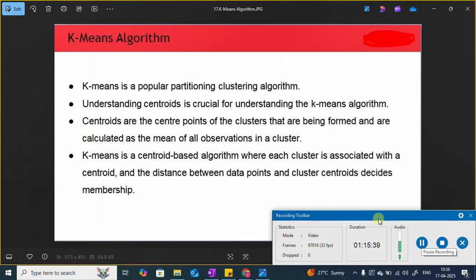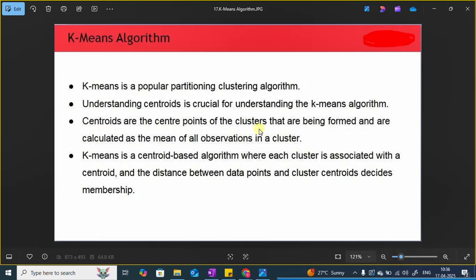What are those steps? Now you can see. K-means is a popular partitioning clustering algorithm. As I told you, there are four different types of clustering algorithms we have seen: partitioning clustering, density-based clustering, hierarchical clustering, then distribution model-based clustering. Now coming to k-means clustering, it comes under partitioning clustering. Understanding the centroid is crucial for understanding k-means clustering because that is very very important. Centroids are the center points of the clusters.